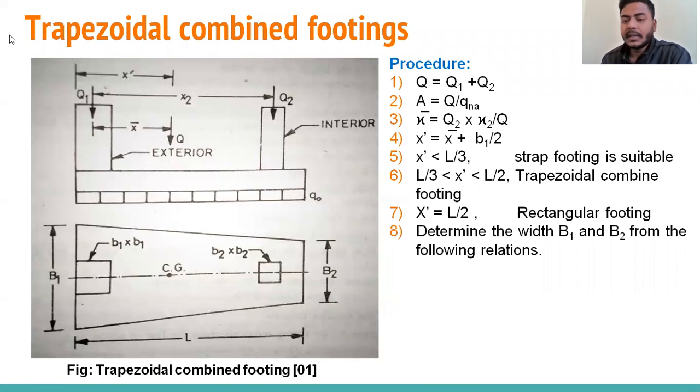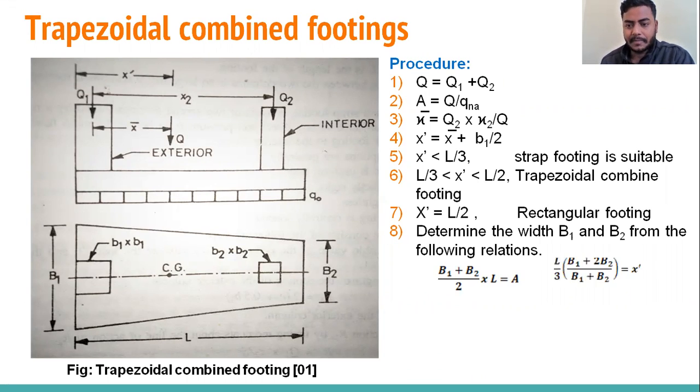Then we will calculate widths B1 and B2, the widths of the two parallel sides of the trapezoidal combined footing. There are some relations by which we can calculate B1 and B2. First we will calculate the area. What will be the area of the trapezoidal footing? Half into length L into the summation of parallel sides, that is B1 plus B2. So we can use this relation.